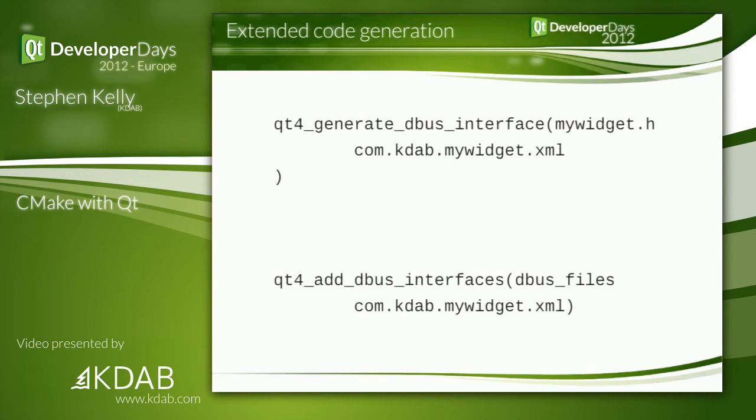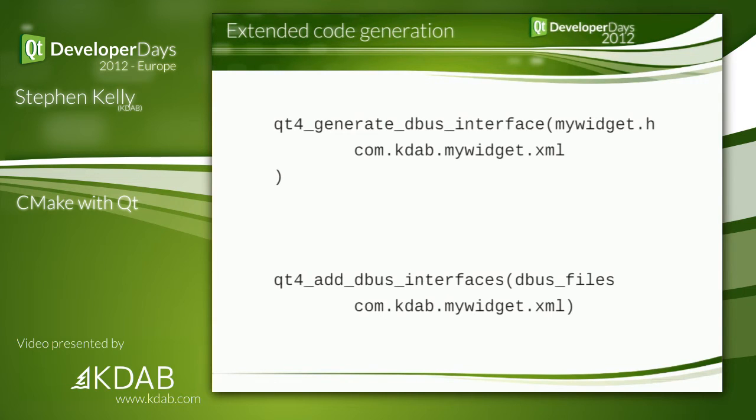Also on the topic of code generation, there's ways to create dbus files from CMake. So given a header file, I'm sure some of you have used dbus before. It's an inter-process communication system available on Linux. It can also be run on Windows and Mac, but it's not automatically available there. It's most commonly used on Linux.